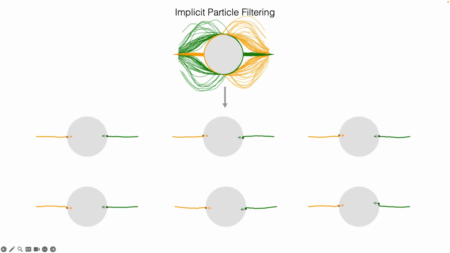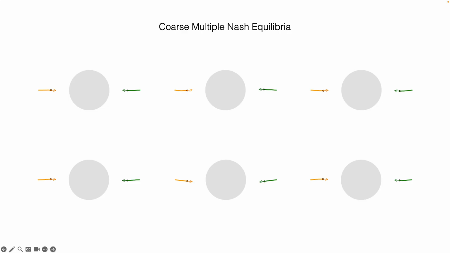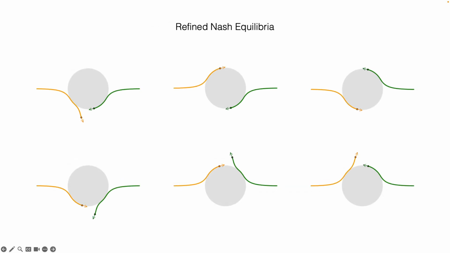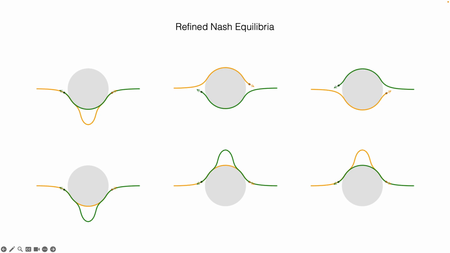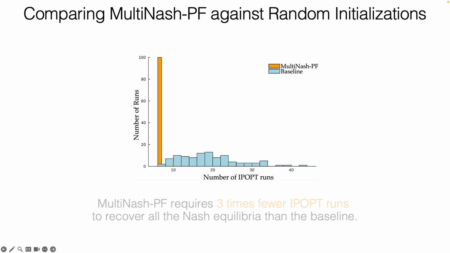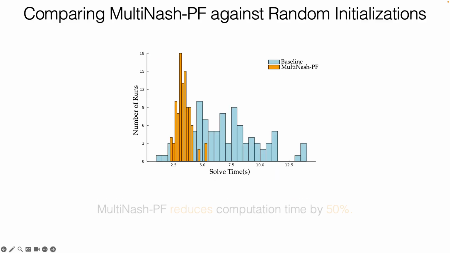Now we pass these coarse multiple Nash equilibria through IPOPT and we obtain refined Nash equilibria, which will represent the multiple interaction modes. Now, we want to compare our MultiNash-PF against random initialization. And it turns out that MultiNash-PF requires 3 times fewer IPOPT runs to recover all Nash equilibria than the baseline. Furthermore, it also reduces computation time by 50%.